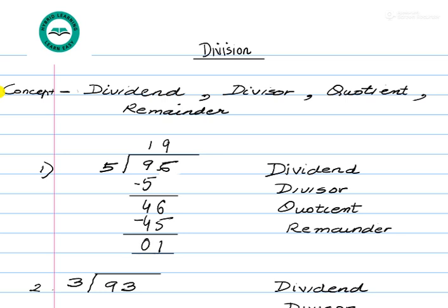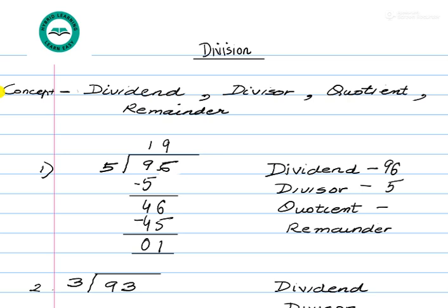So let's understand now dividend. The dividend is the number that is getting divided. Over here 96 is getting divided. So 96 is the dividend. Divisor is 5, the number by which you are dividing. So in this question it is 5.